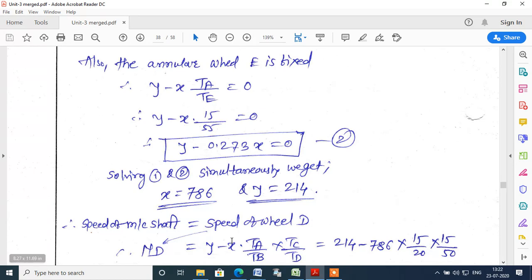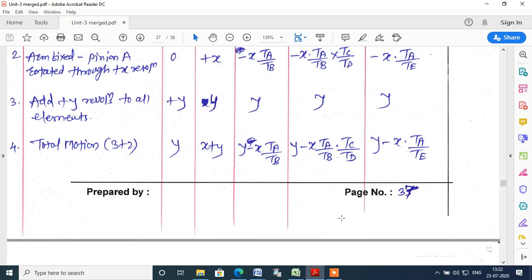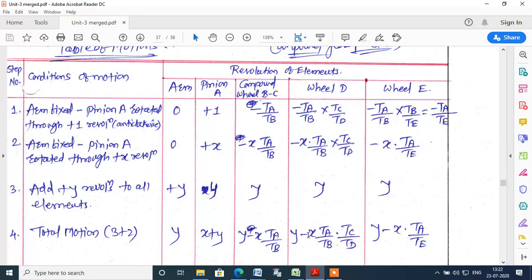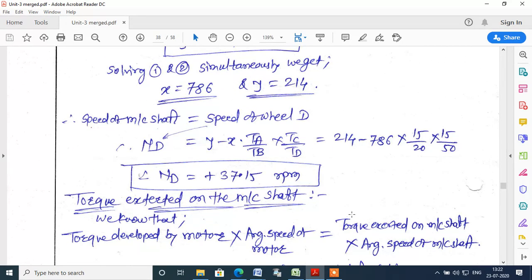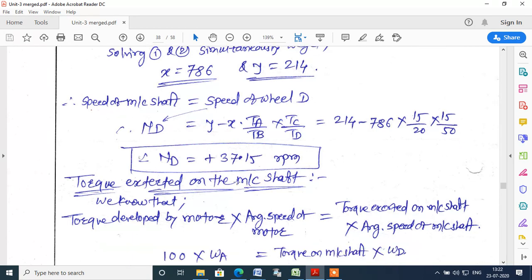What is the speed of the machine shaft? Wheel D is mounted on the machine shaft, therefore it is the speed of wheel D. What is the speed of wheel D? It is y minus x TA by TB into TC by TD. By putting all the values, it comes to plus 37.15 rpm. All of you check the answer. Plus 37.15 rpm means anticlockwise.